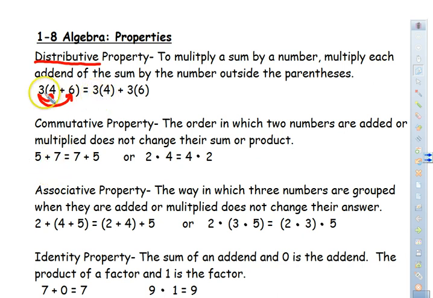So then we find that we get 3 times 4, which is what we have here, plus this sign right here is going to carry over to what we do with these two answers, and we get 3 times 6 over here. Then you would be able to solve it. You get your 12 plus the 18 to give you 30.